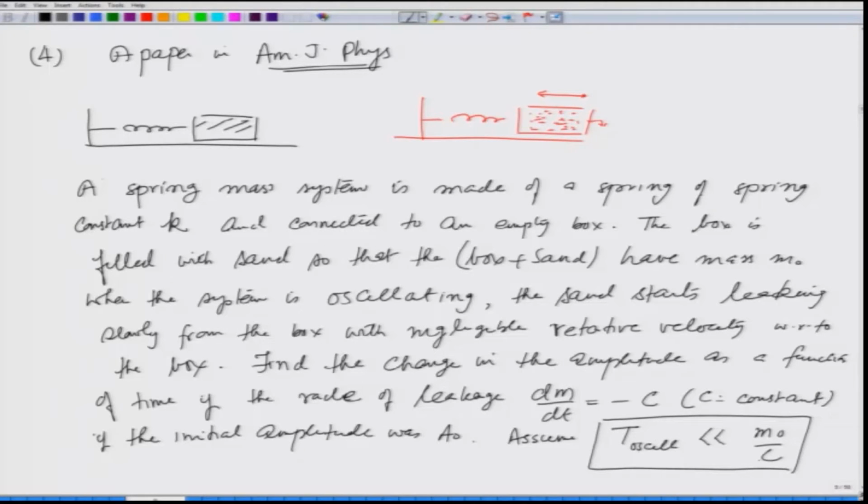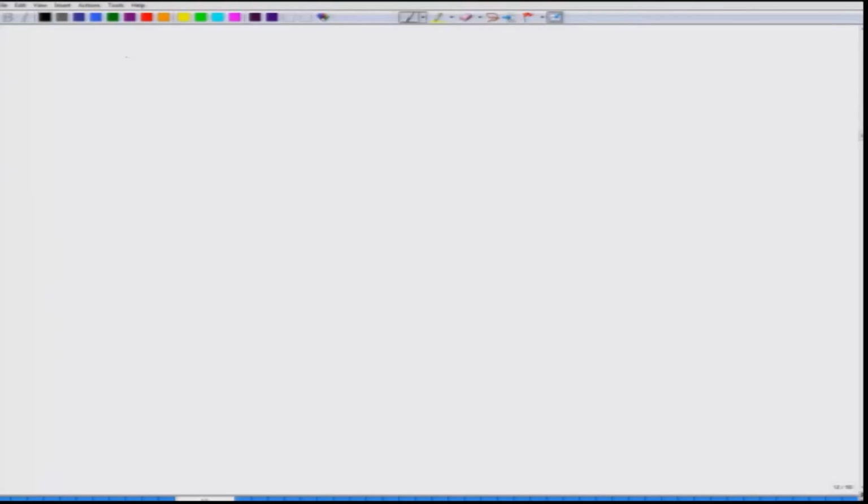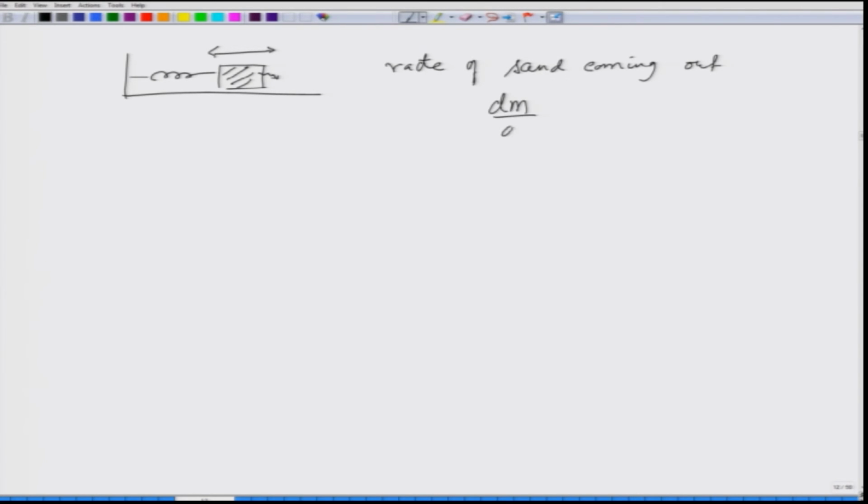That condition is important. That means the leakage rate is so small that for a few periods we can take the oscillation period to be roughly a constant. So, it changes over a longer period of time. So, let us see what is happening. As this spring mass system is oscillating, the sand is leaking out and the rate of sand coming out is dm by dt is equal to minus c, where c is a constant.